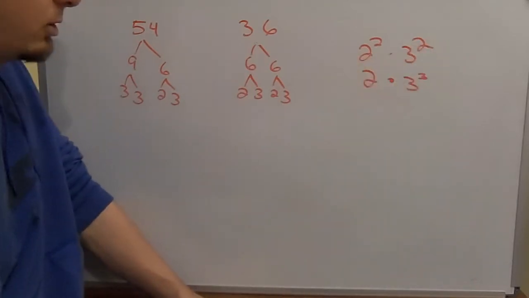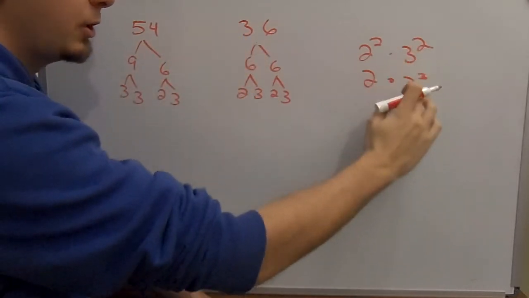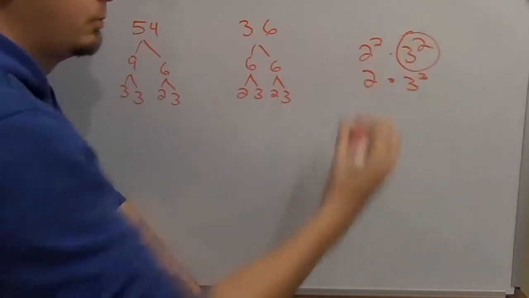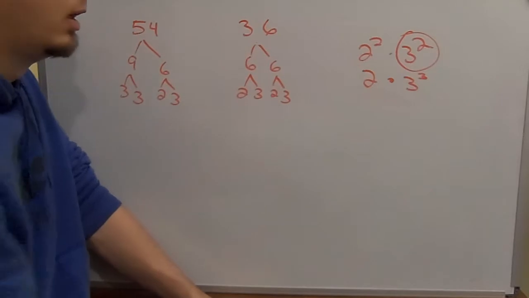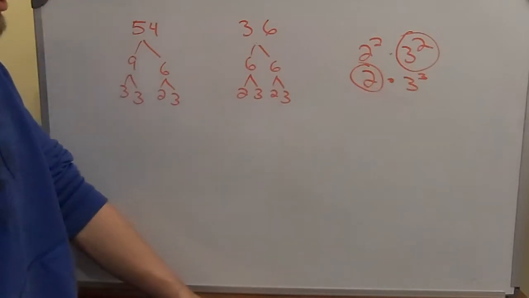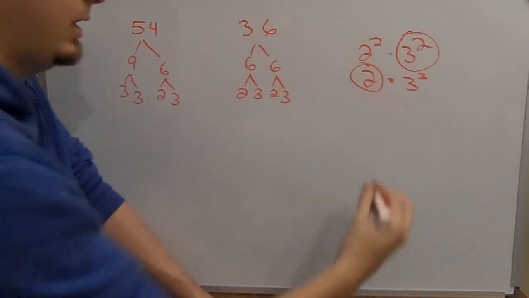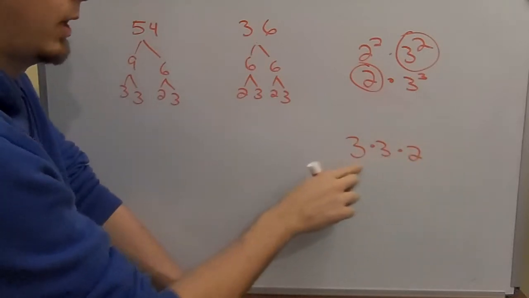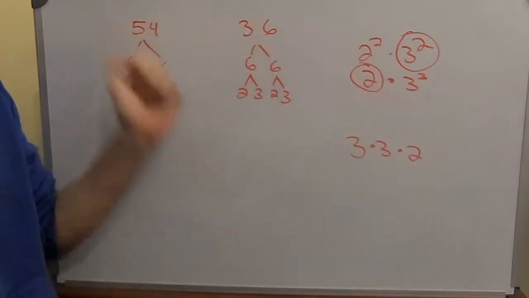So the common prime factors that 54 and 36 have, you can take a look here. We're multiplying two 3's, we're multiplying three 3's. So the common factors would be the two 3's. Each of them has at least two 3's in them. And then over here with the 2's, they both share a 2. Both of them have at least one 2 in their prime factorization. So if we take that, we take 3 times 3 times 2, or I could write 3 squared times 2. These are the common prime factors of 36 and 54.